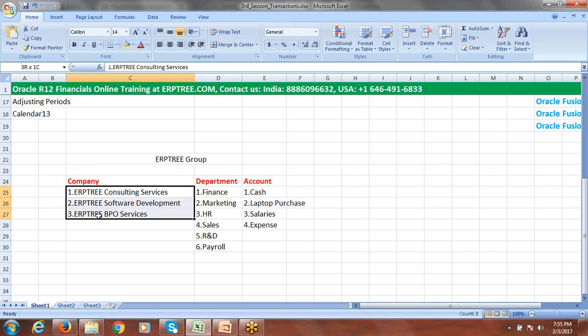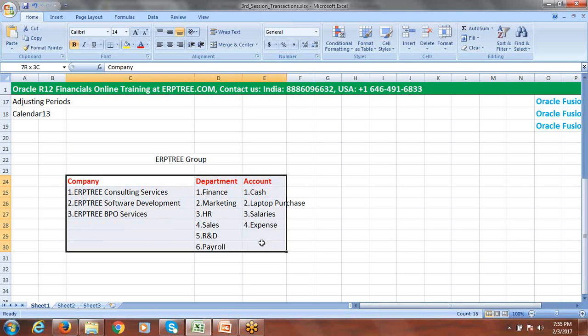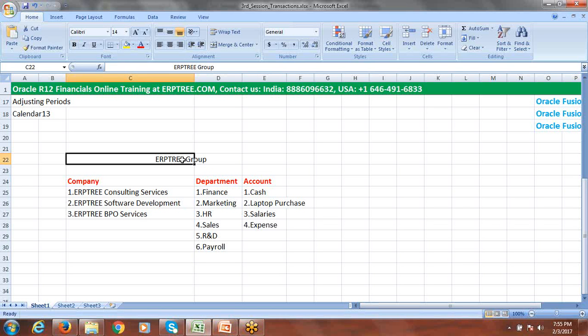Fine. It's clear, right? For the company information, you gave a title. This information is related to departments, and for that you gave a title. This information is related to accounts, and you gave a title. But this total information, all these companies, departments, and accounts, belongs to which group company or which enterprise? The ERP3 group, or you may call it the ERP3 enterprise. Anything, depending on your naming convention, you can give accordingly. So it can be ERP3 group or ERP3 enterprise. That's how you can specify. We are just giving the title. Done.